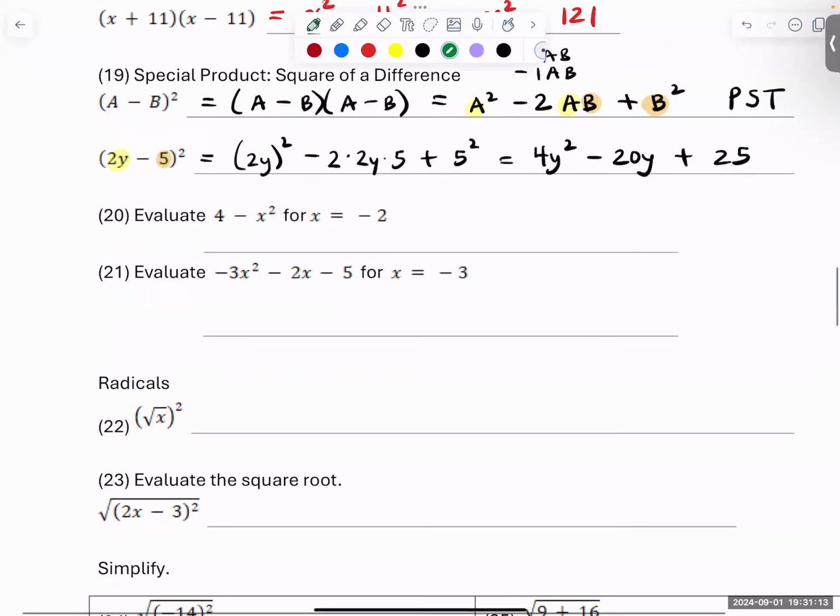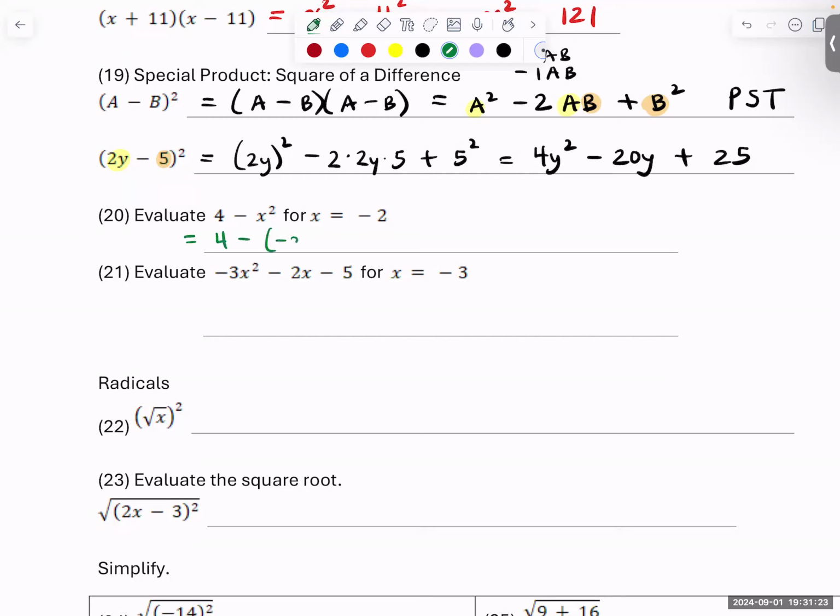Number 20, evaluate the expression for x equals negative 2. So the first step is to substitute the value of the variable, negative 2, for x, and then follow the order of operations, which in this expression is to do the exponent first. So 4 subtract 4, which equals 0.